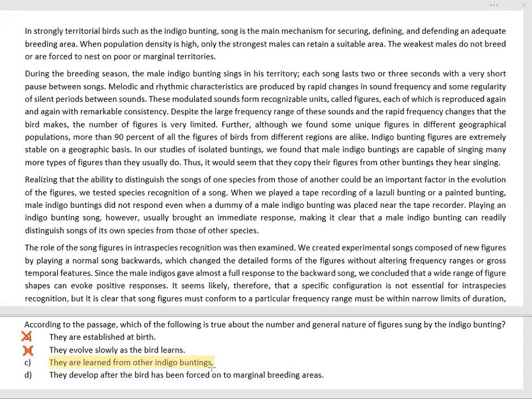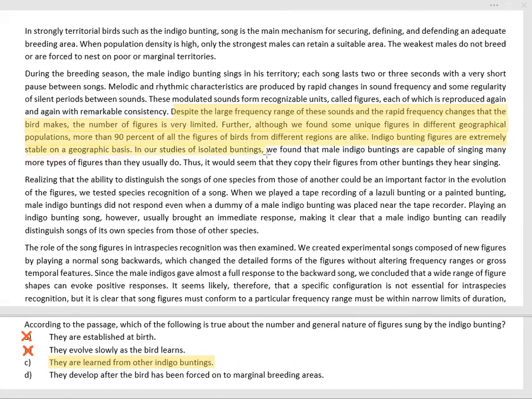Option C tells us they are learned from other Indigo Buntings. This is quite true. We can see this from the last few statements, about 4 or 5 statements. The last but one statement is all stating that there is very little variation in these songs or in the figures, despite the large frequency range of these sounds and the rapid frequency changes that the bird makes. The number of figures is very limited. Further, although we found some unique figures in different geographical populations, more than 90% of all the figures of birds from different regions are alike. Indigo bunting figures are extremely stable on a geographic basis.